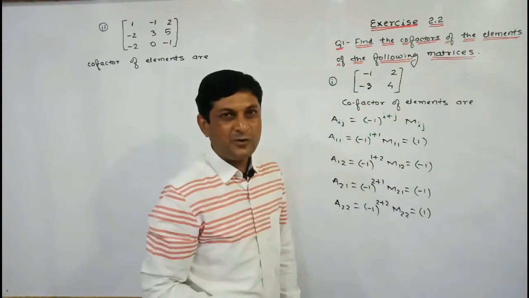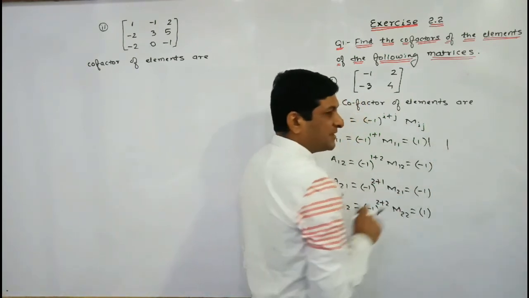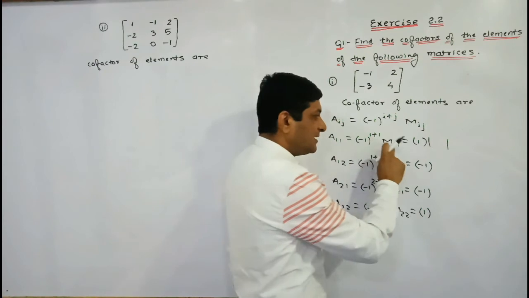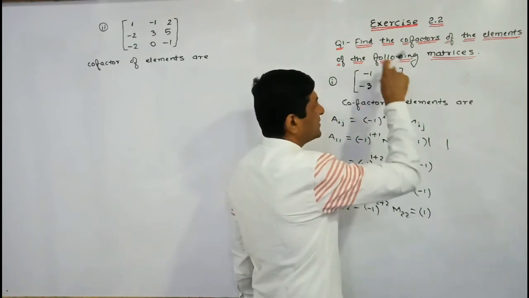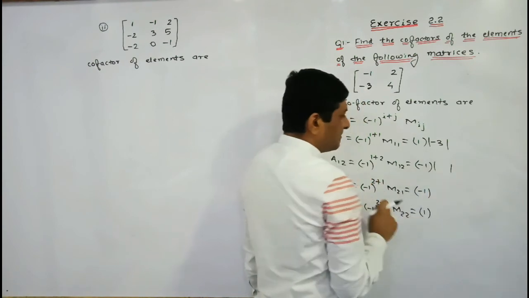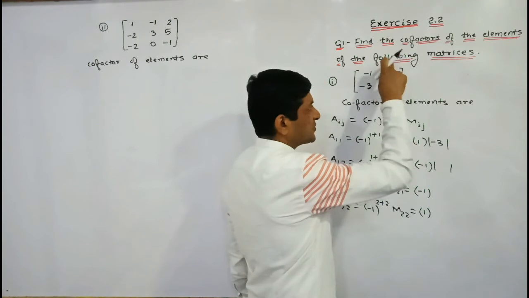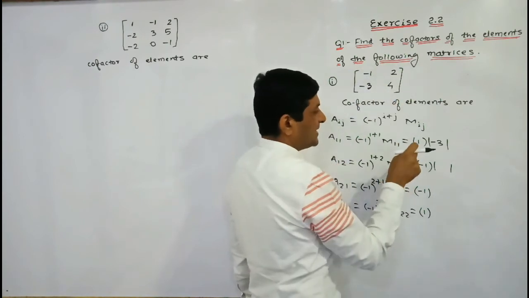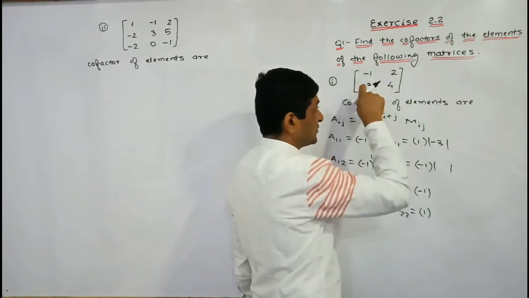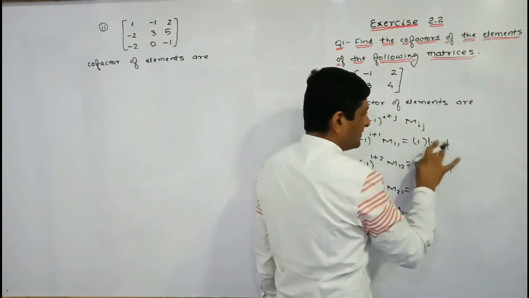Now we are finding value of minor. We know that minor is nothing but a determinant. To obtain the element of this determinant, delete the element of first row and first column. Delete first row, first column. What will we get here? 4. Now minor of the element lying in first row and second column. For that purpose delete first row and second column. We will get minus 3.